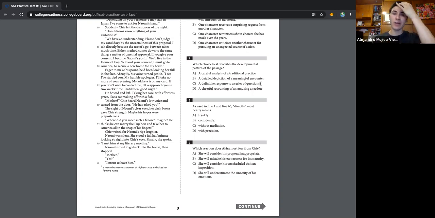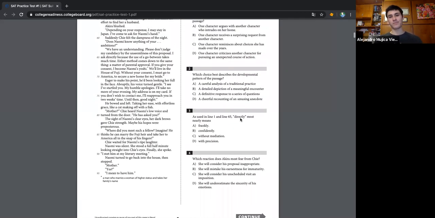And a cheerful recounting of an amusing anecdote. There's certainly a moment where Chie is amused, but that is before she knows that he's asking for her daughter's hand. As soon as that is revealed, Chie is no longer having fun. She's like, oh my God, what is happening here? She's definitely not cheerful, and it's not amusing as a whole. There's a certain moment where Chie demonstrates amusement, but otherwise that's wrong. So B would be the right choice.